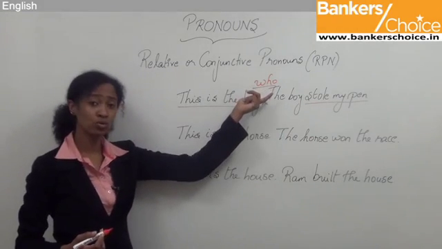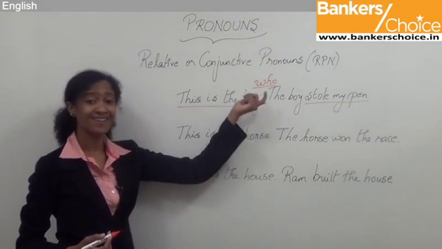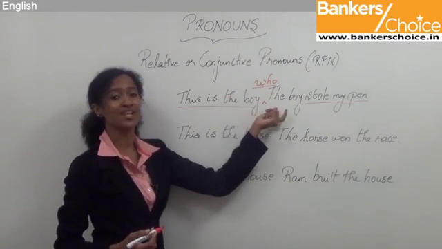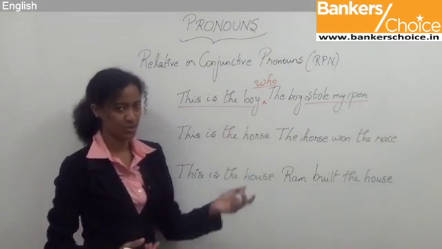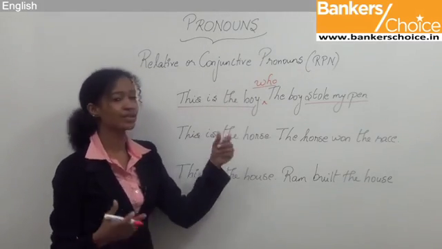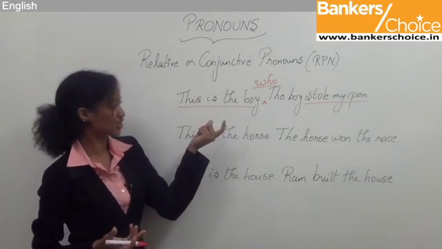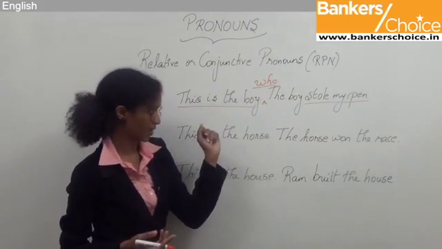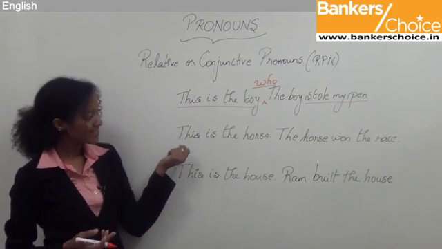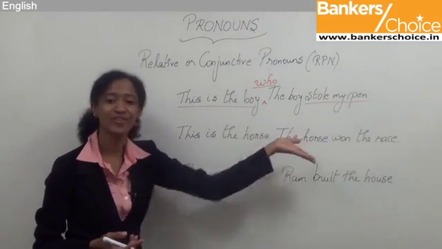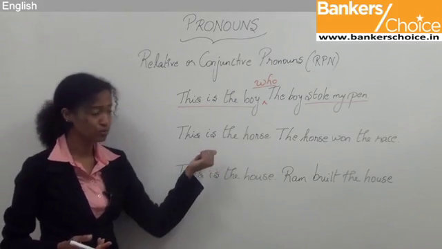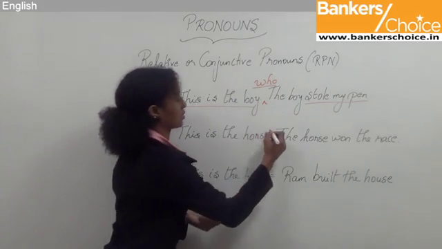So here, who acts as the pronoun, and it also combines these two statements, acting like a conjunction. So it does the function of a pronoun and also the function of a conjunction. Who refers to the boy who stole the pen. Let's look at the second one. This is the horse. The horse won the race. Again, two separate statements.